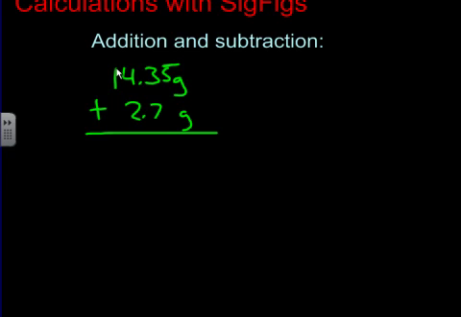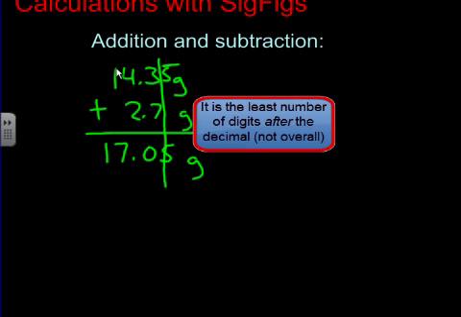So we're going to add two numbers here, 14.35 grams to 2.7 grams. We punch that into our calculator and we get 17.05 grams. Now, what this shows is that my answer is more precise than one of my measurements, and that's why we do sig figs. That can't count.